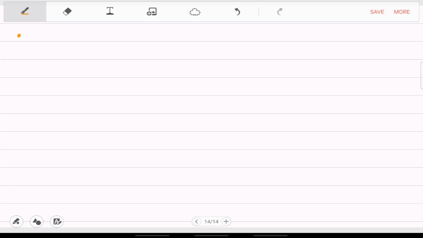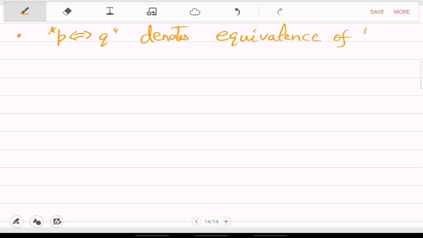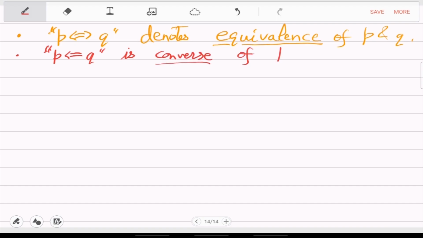And the bidirectional one means equivalence. P is equivalent to Q. So then we use this to denote equivalence of statements P and Q. And when we are talking about P implies Q, we say that the converse of this is Q implies P. So this is the converse of P implies Q.